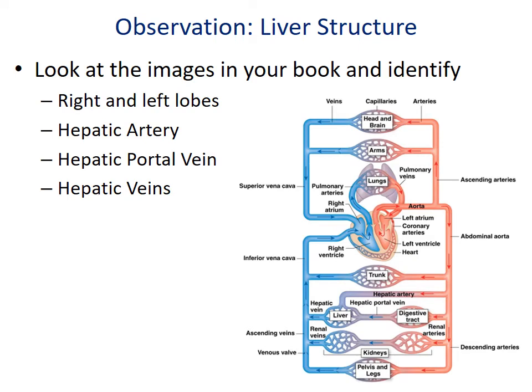So take just a minute, pause your video, and look at the images in your book on page 113 and identify the right and left lobes of the liver, the hepatic artery, the hepatic portal vein, and the hepatic vein.